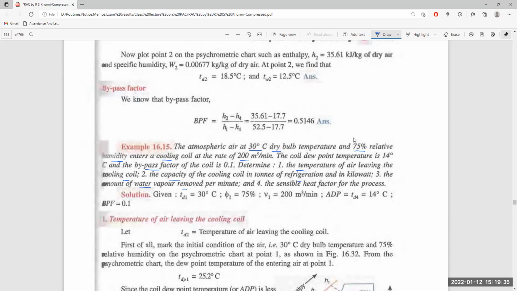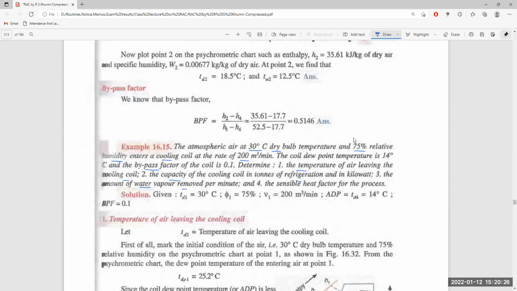What is dew point temperature? For a mixture of air and vapor, the dew point temperature is the saturation temperature of the vapor contained in the mixture as per its own partial pressure. So at 14 degrees centigrade, with the same partial vapor pressure, the vapor is fully saturated, which means if the temperature is reduced further, condensation into droplets of the vapor will start.